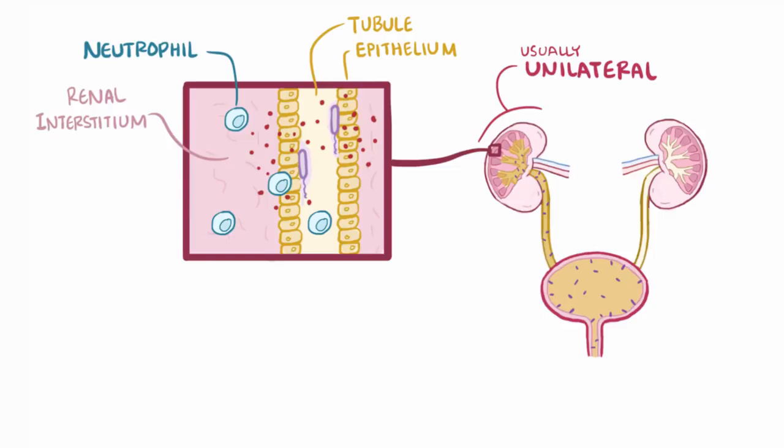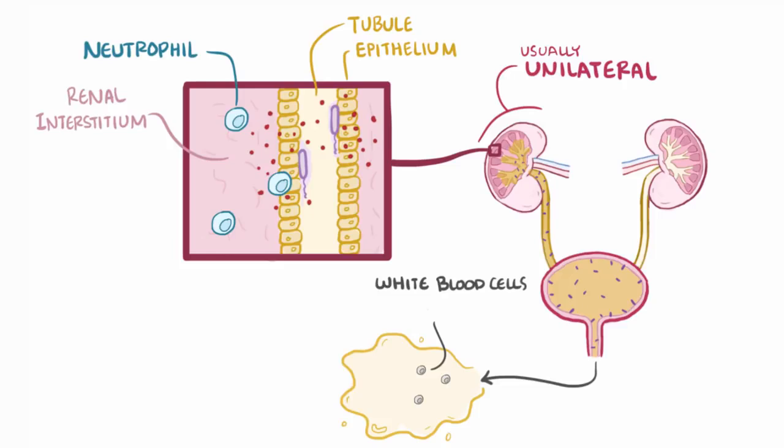As neutrophils infiltrate and die off, they make their way through the urinary tract and are peed out. So people with acute pyelonephritis often have white blood cells in their urine. Sometimes the cells and the surrounding inflammatory protein debris is even casted into the shape of the tubule, which is then also peed out and is called a white blood cell cast.